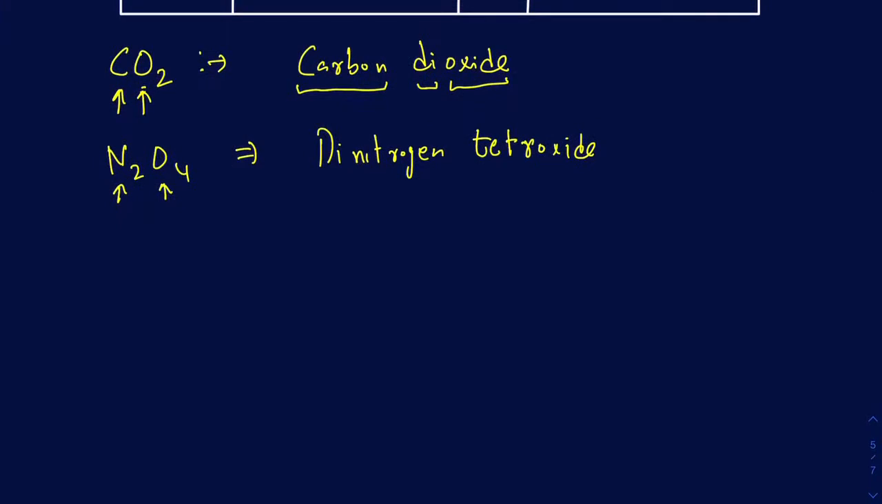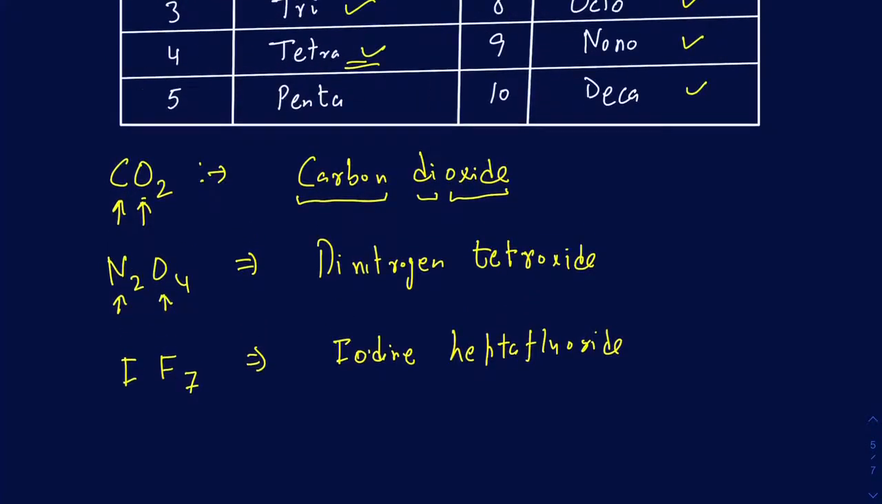What about something like IF7? Okay, since there is only one iodine, I would call that iodine, treating this as my cation. And then fluorine, since it's the second nonmetal, I'm going to treat that as an anion, so it's going to be fluoride. But since there are 7 of those, I'm going to say heptafluoride. So that's iodine heptafluoride.